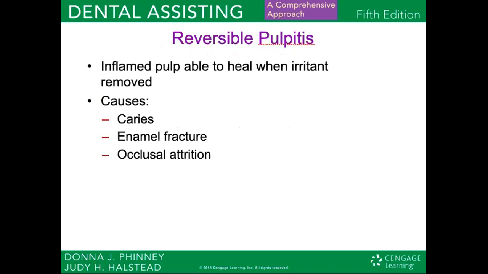With pulpitis, there are two types: irreversible and reversible. Pulpitis is just the irritation or the inflammation of the pulp. With reversible pulpitis, the inflamed pulp is able to heal when the irritant is removed. The causes of this disease are incipient caries, enamel fractures, and occlusal attrition or malocclusion, like a bad bite.